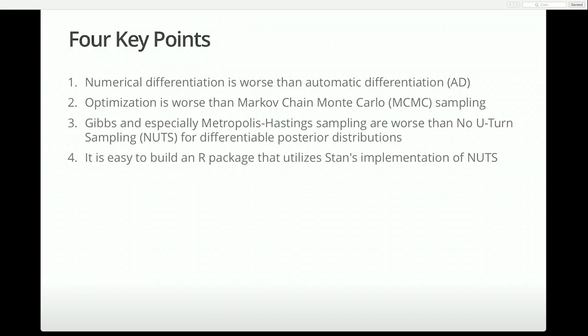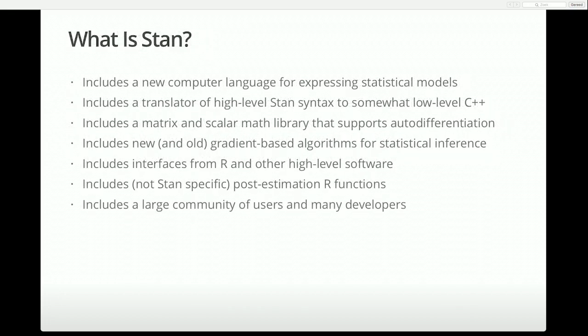Third key point, Gibbs, especially Metropolis-Hastings sampling, is usually worse than No-U-Turn for differentiable posterior distributions, or Gibbs can be about the same. There are special cases in which you can prove that Gibbs is mixing fast, but in those cases, Stan tends to mix approximately as fast. And fourth, it's easy to build your own R package that utilizes Stan's implementation of MCMC, and that's what I mostly want to focus on, how to do that, but I'll also try to talk about why. So what is Stan?